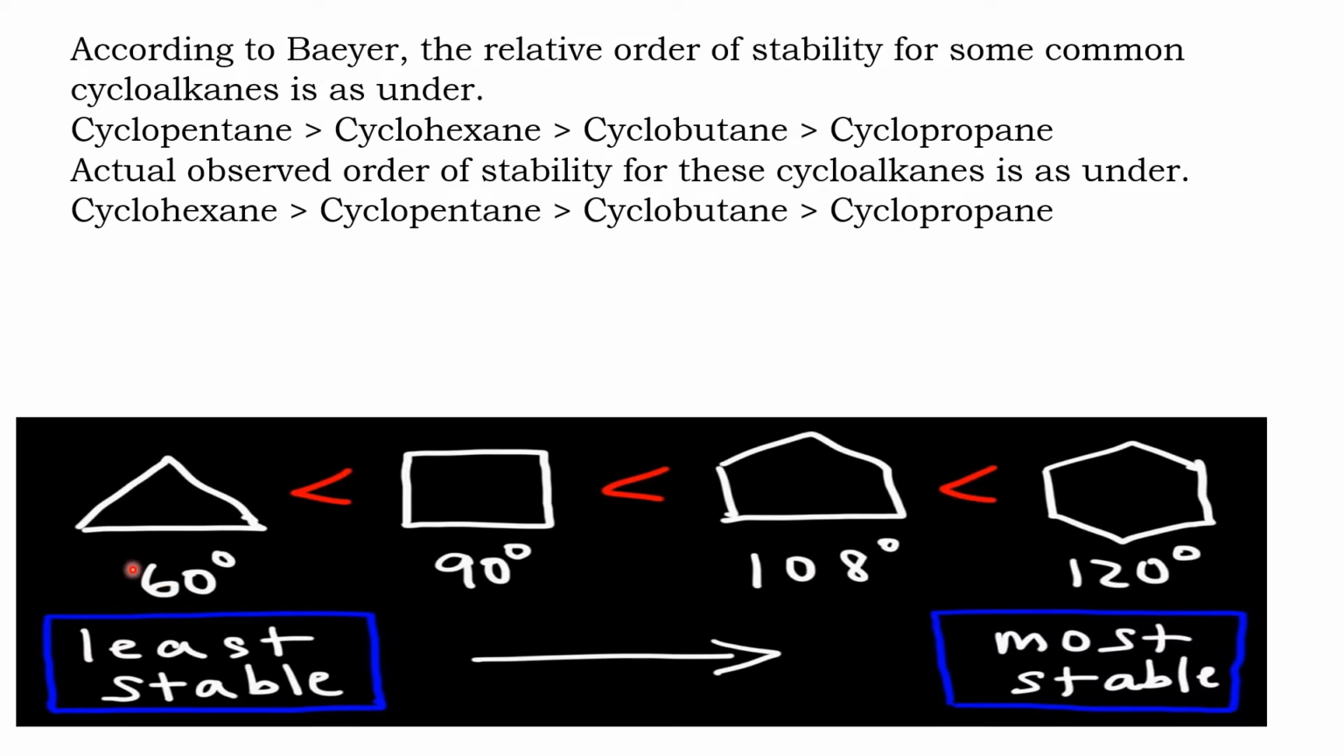It is shown here, angle strain. This is the actual angles. So the least stable is this one, and the most stable is cyclohexane.